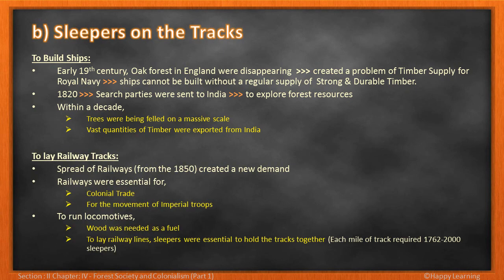Now we will see how sleepers were required for building railway tracks. Since 1850, the spread of railways created a new demand. Railways were essential for colonial trade and for the movement of imperial troops. To run locomotives, wood was needed as a fuel, and to lay railway lines, sleepers were essential to hold the tracks together. Each mile of track required 1,760 to 2,000 sleepers.